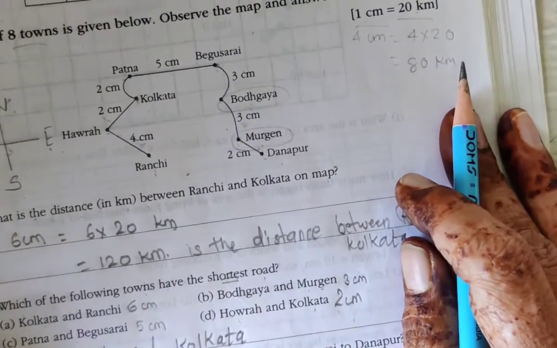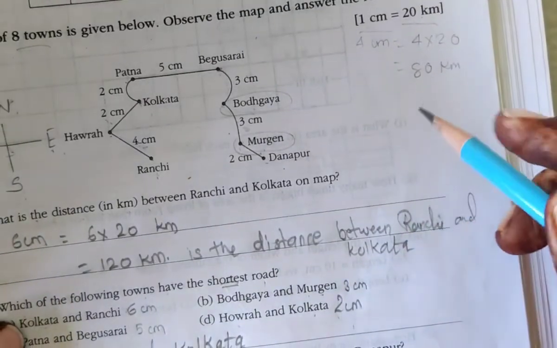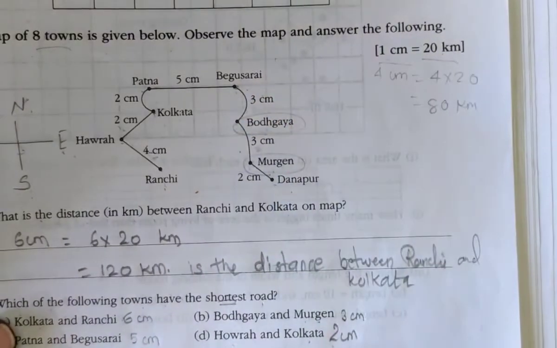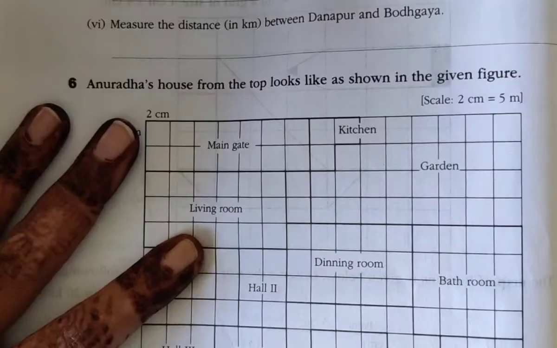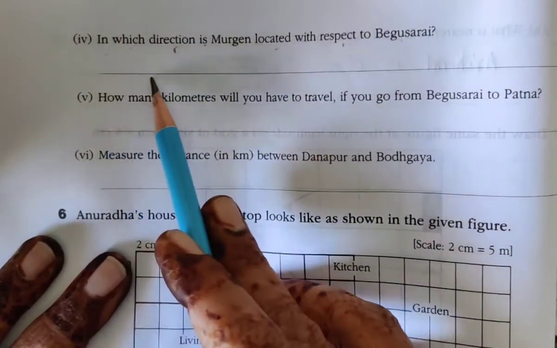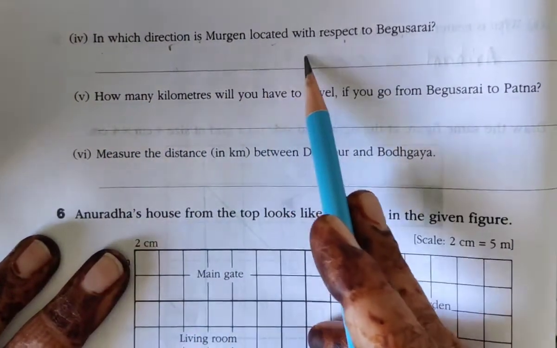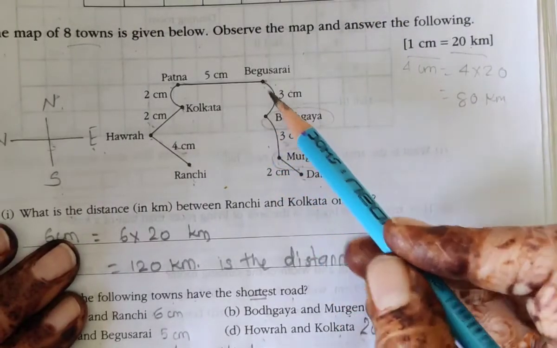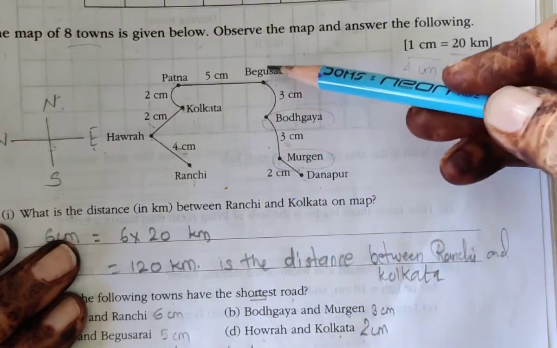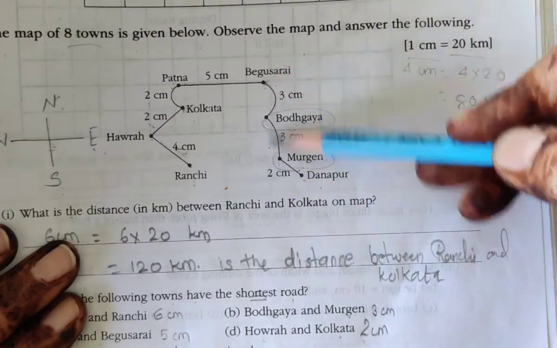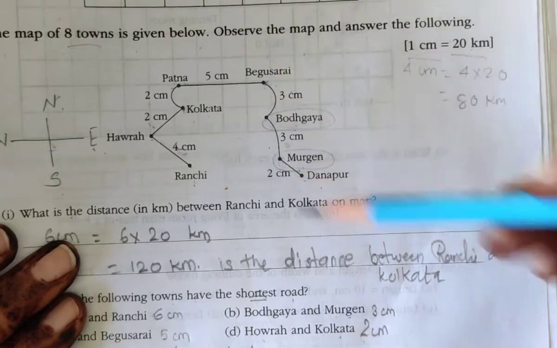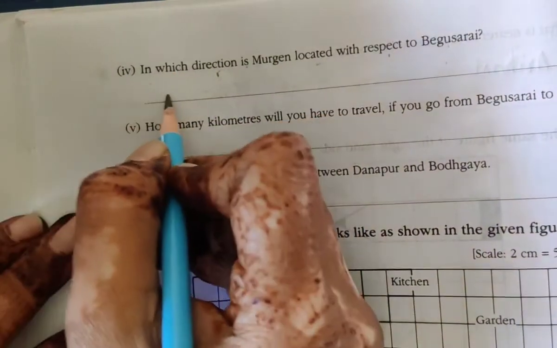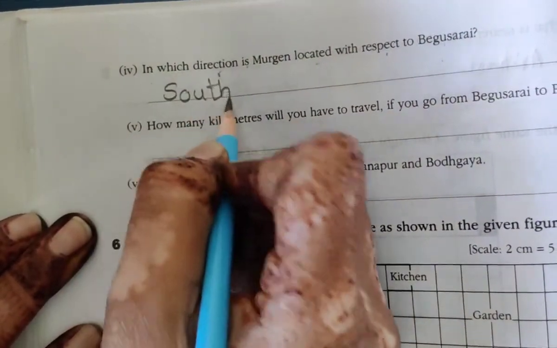Now you have to see that with respect to Begunsarai, if you are going to move, the question was: in which direction is Murugan located with respect to Begunsarai? And from Begunsarai to Murugan, we are coming down. So with respect to Begunsarai, we are going to write towards south, right? So write down south. Okay.